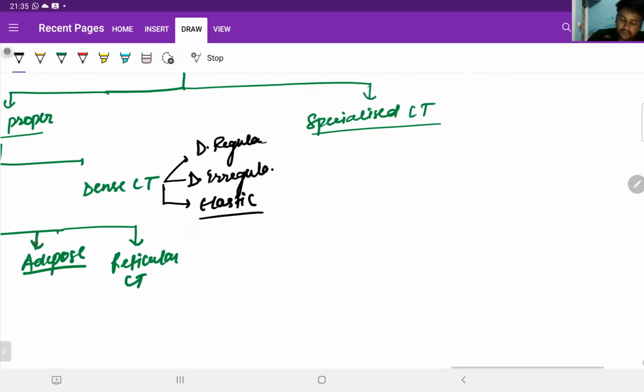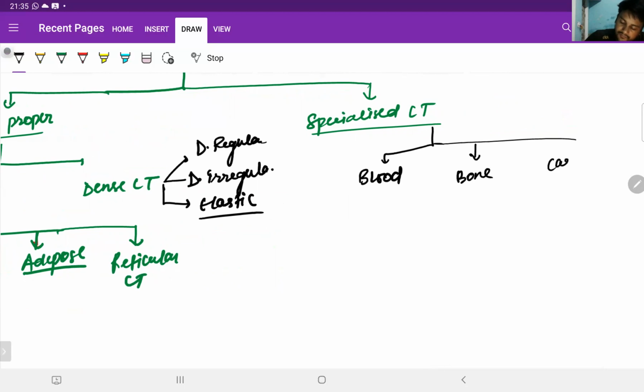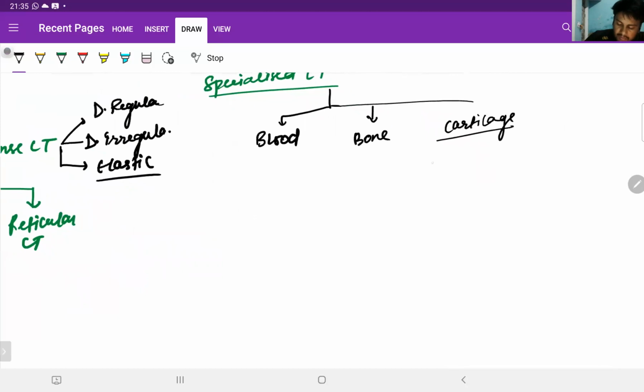In specialized connective tissue in NCERT, we are going to talk about three types, right? Blood, which has been described in detail, and we'll be talking about it in much more detail, right? Bone and cartilage, right? So cartilage can be of different types. Like I can mention the name of this cartilage, hyaline cartilage, right? The first one is hyaline cartilage, and it is the most abundant one. Then we have the elastic cartilage, right?